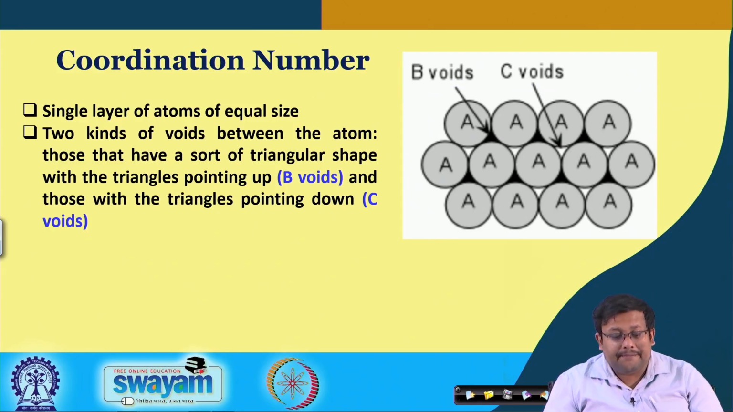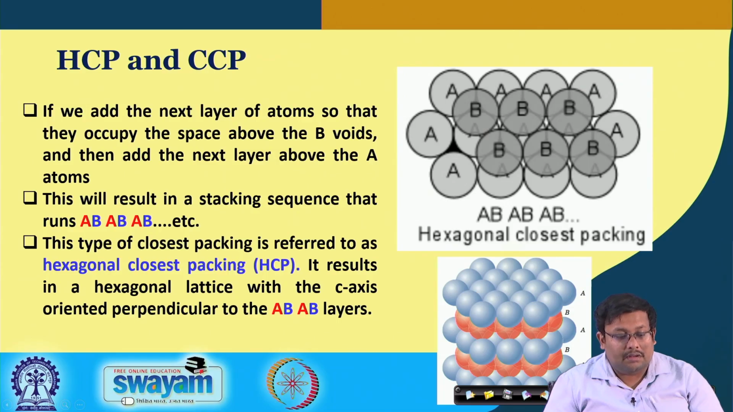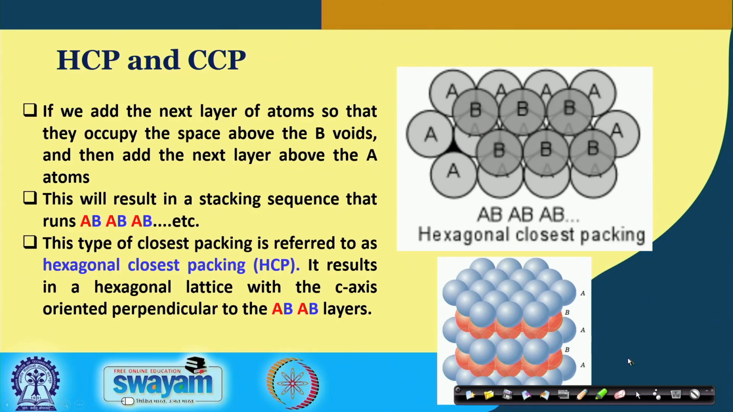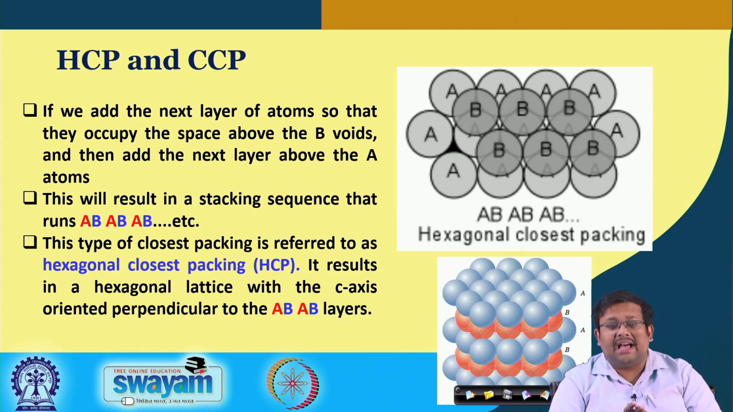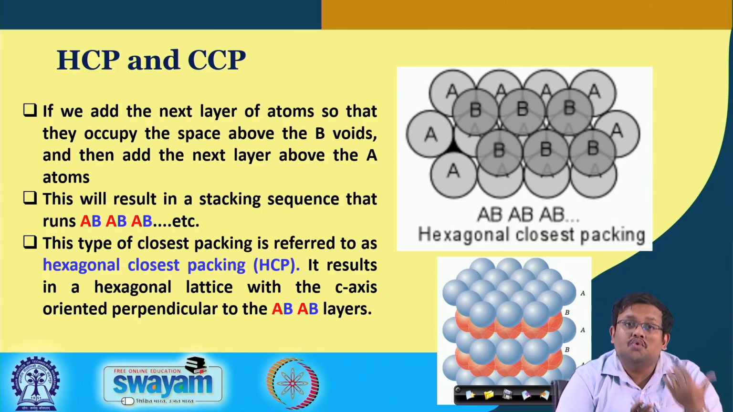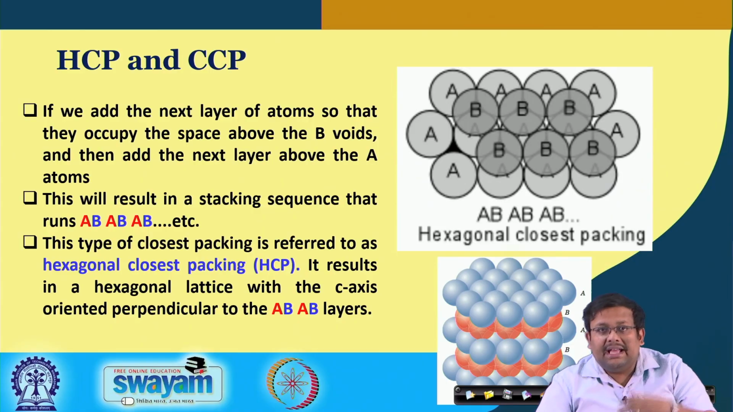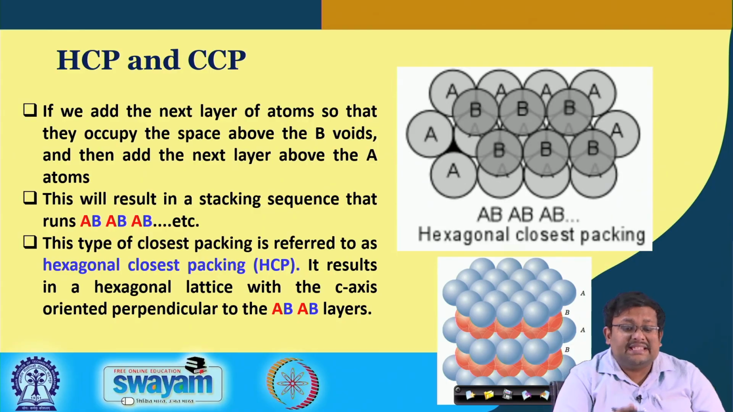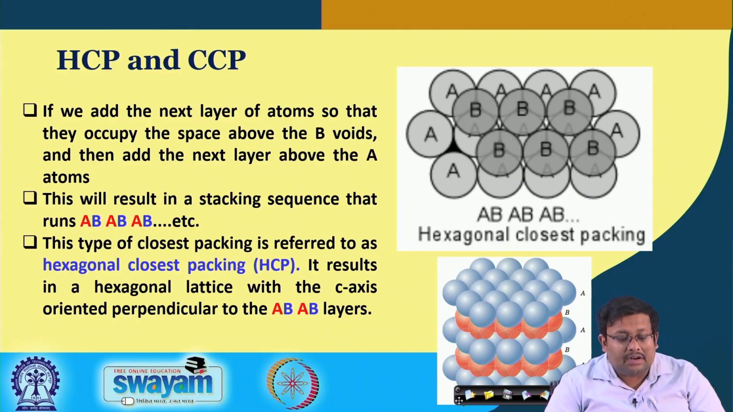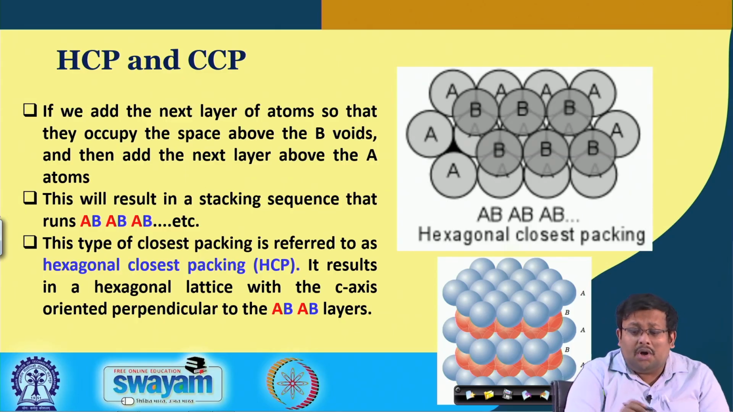So, if we have this single layer of atoms of equal size, then this 12-fold coordination can be expressed in two ways. We call them closest packing. There are two types of packing. One is called HCP, another is called CCP. HCP is the short form of hexagonal closest packing, whereas the CCP is the short form of cubic closest packing. So, let us first discuss the hexagonal closest packing.